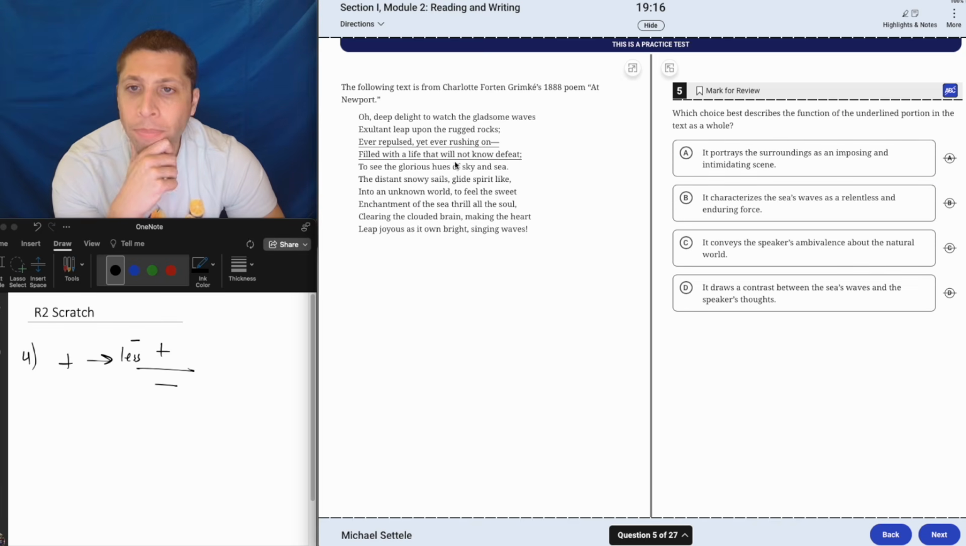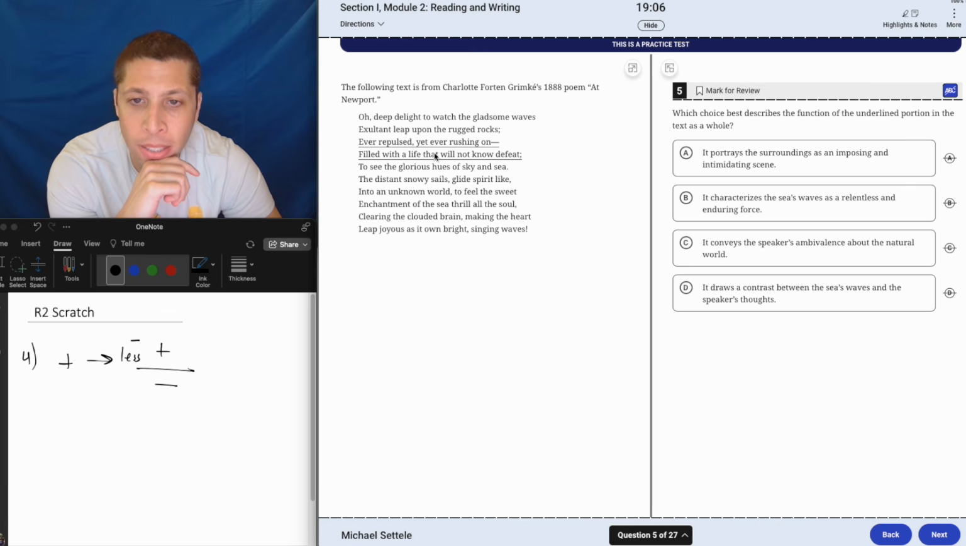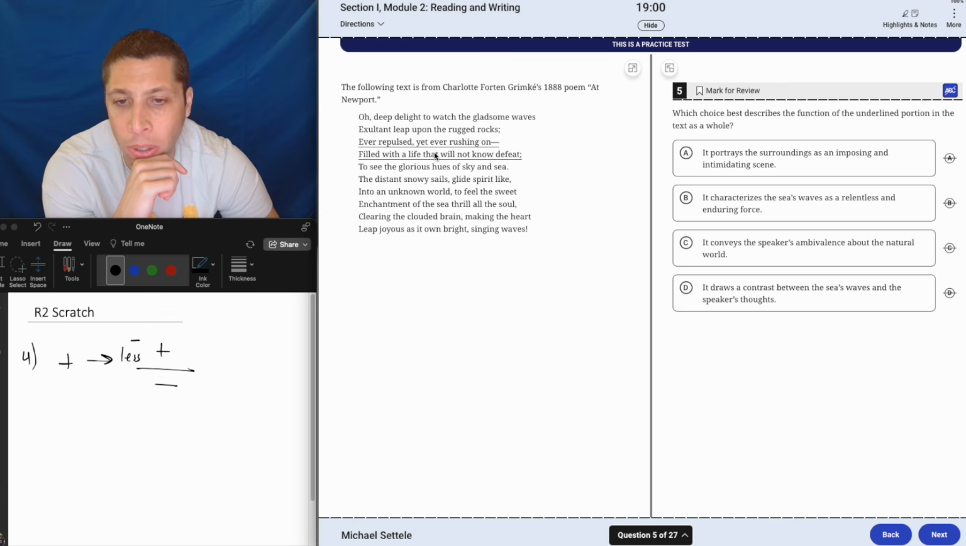Okay. I've seen this one. Oh, deep delight to watch the gladsome waves of exultant leap upon the rugged rocks, ever repulsed yet rushing on, filled with a life that will not know defeat, to see the glorious hues of sky and see the distant snowy sails glide spirit-like into an unknown world, to feel the sweet enchantment of the sea, thrill all the soul, clearing the clouded brain, making the heart leap joyous at its own bright.